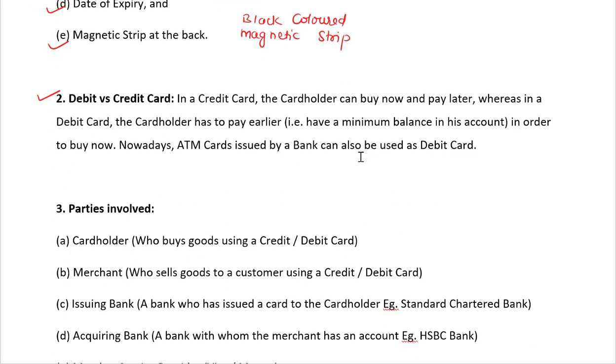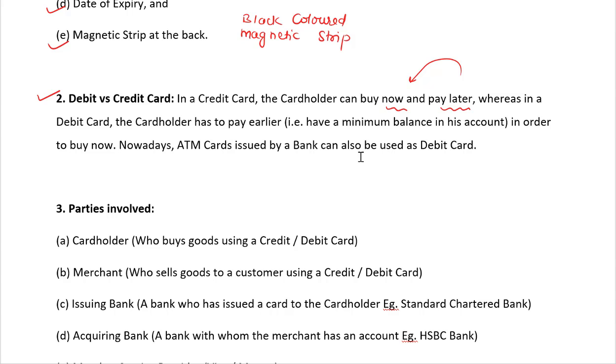Debit card versus credit card. What is a credit card? In a credit card, the card holder can buy now and pay later. This facility is there. You can buy now and pay the payment after a certain period of time. Generally, it is 30 days.